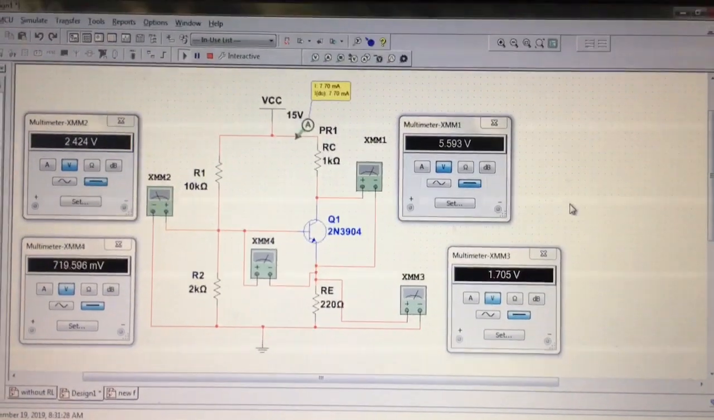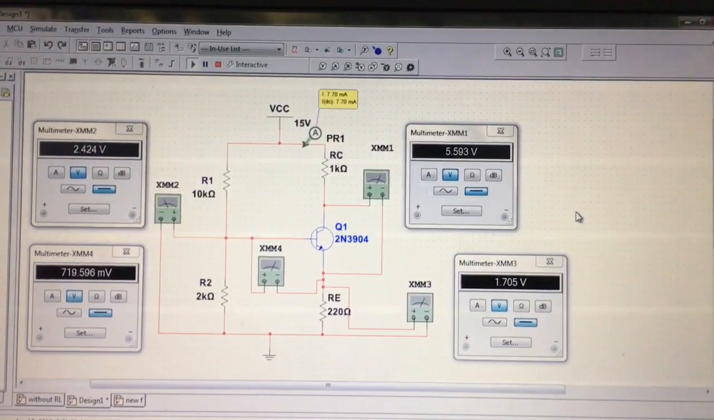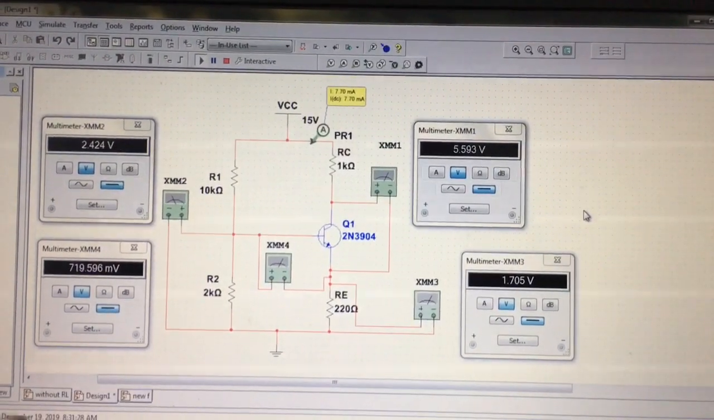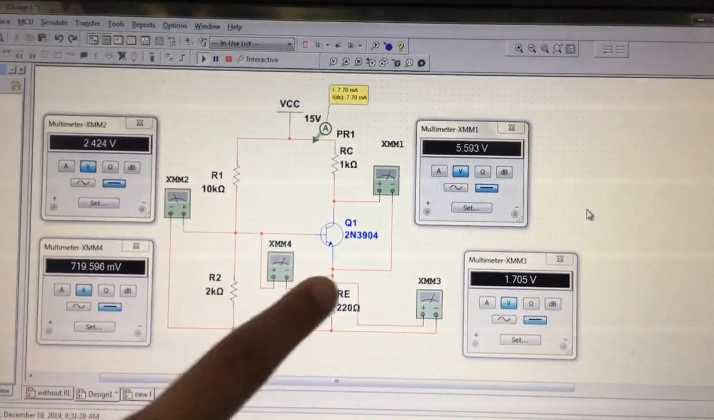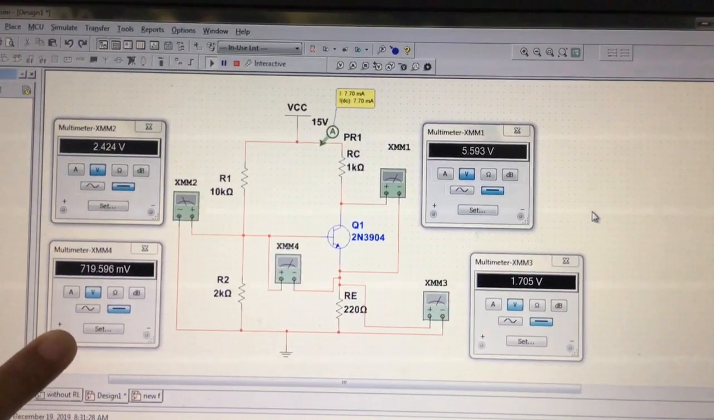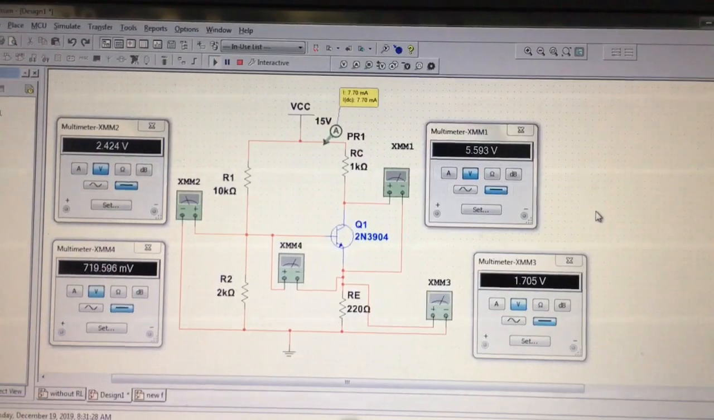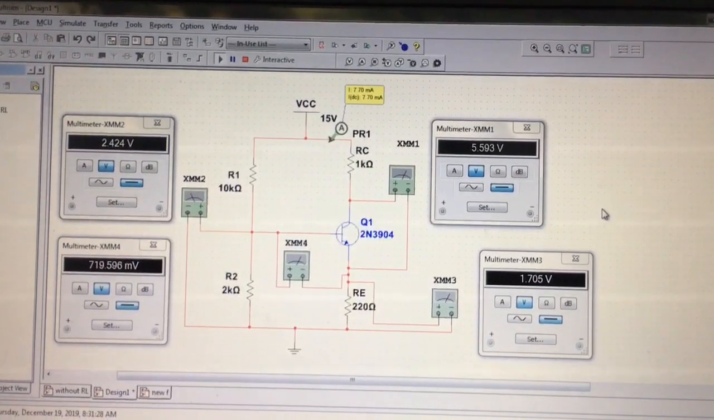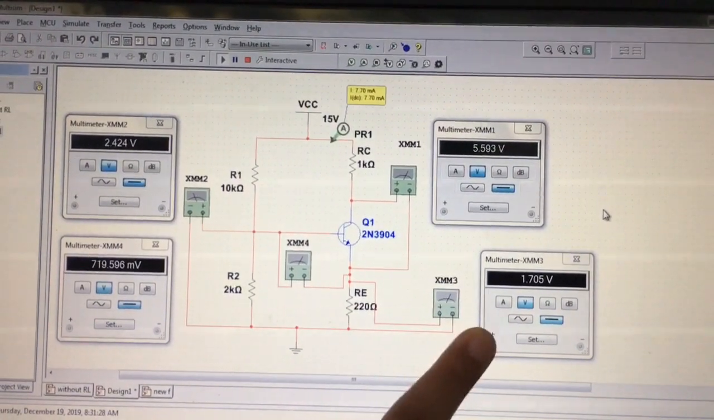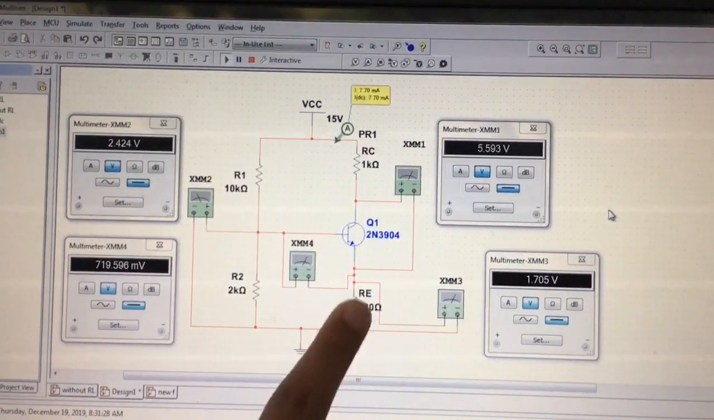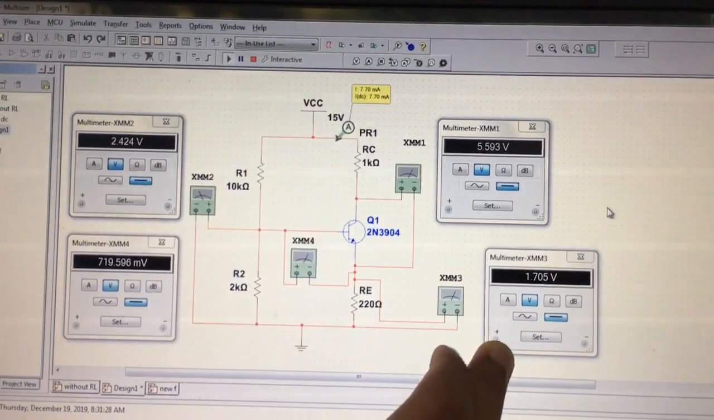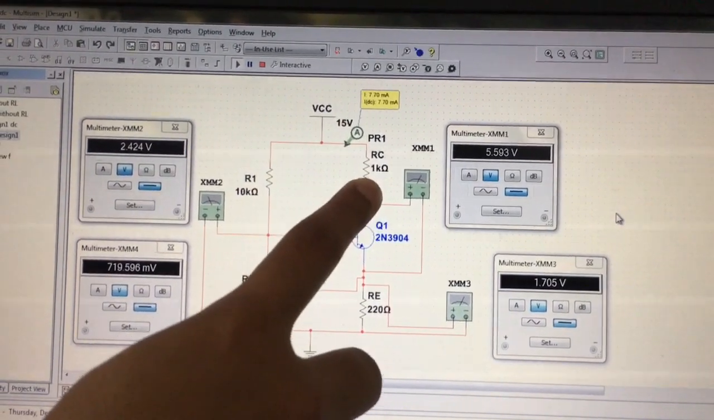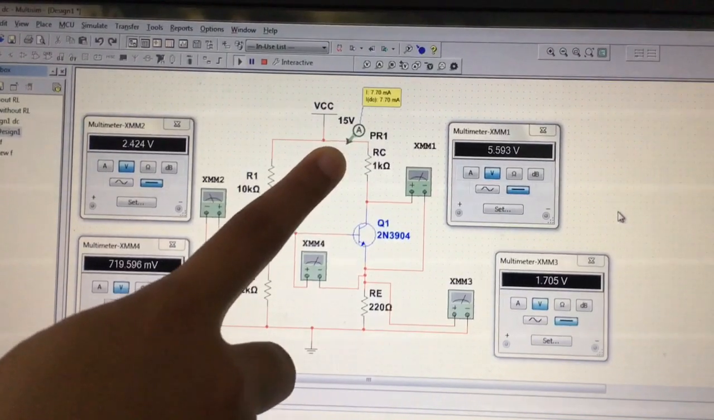This is our DC analysis circuit in Multisim. This is our VB. For VB, we get 2.424 volts. This is our VBE. For the VBE, we get 719.596 millivolts. This is our VCEQ. For the VCEQ, we get 5.593 volts. This is our VE. For the VE, we get 1.705 volts. And lastly, this is our ICQ. For the ICQ, we get 7.70 milliamperes.